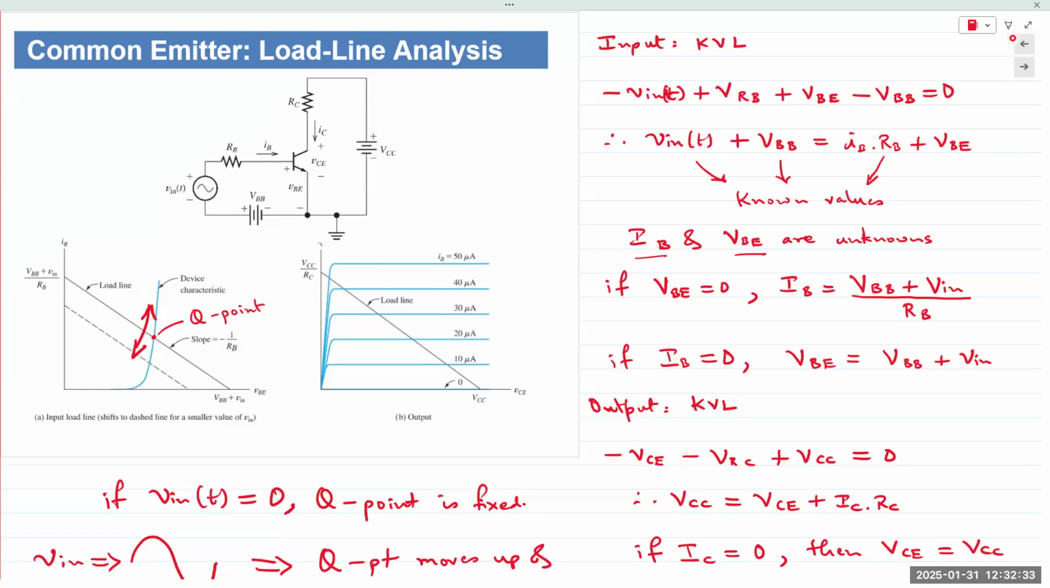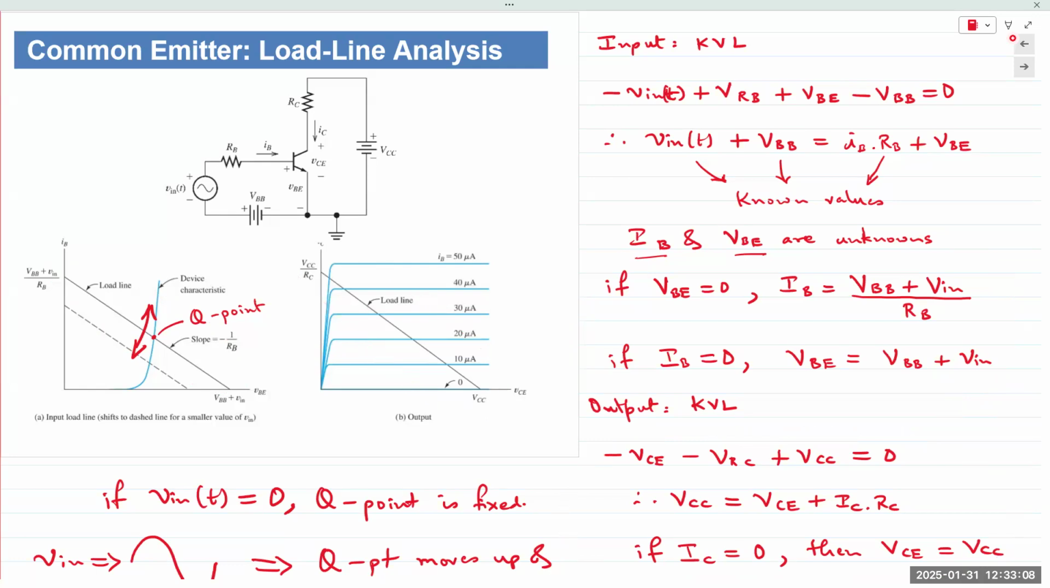In order to do so, we will plot load lines. To plot the load line, we need the coordinates for the x-axis and the y-axis. So we apply KVL on the input side, and we apply KVL on the output side. By applying KVL on the input side, we can plot this load line right here on the input characteristic. By applying KVL on the output side, we can plot this load line on the output characteristic.